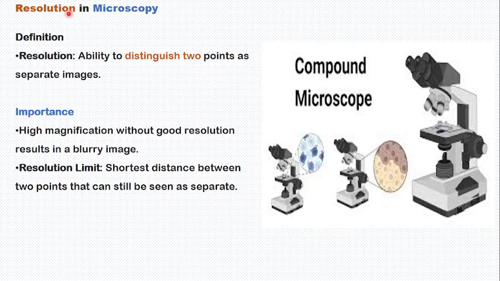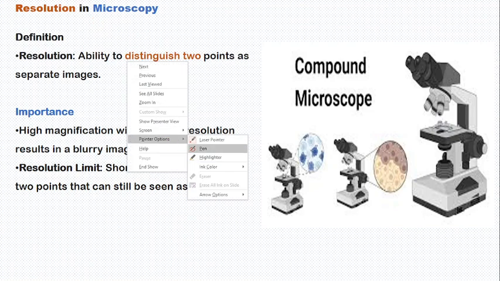So let me talk about resolution. I told you this one at the beginning. Resolution is the ability of the microscope to distinguish two separate objects. So here, resolution is the ability to distinguish two points as separate images. I hope I told you, and even tried to draw it for you.